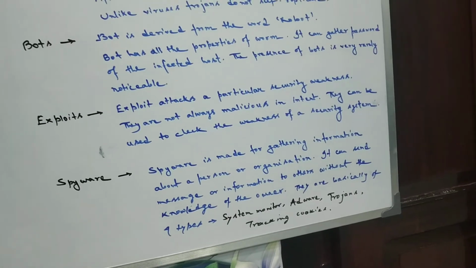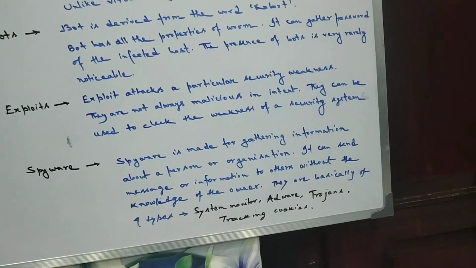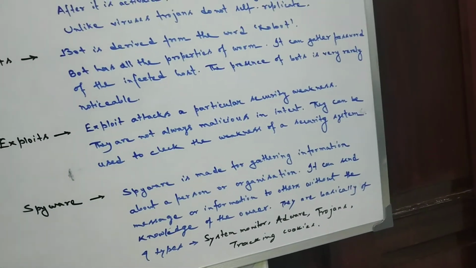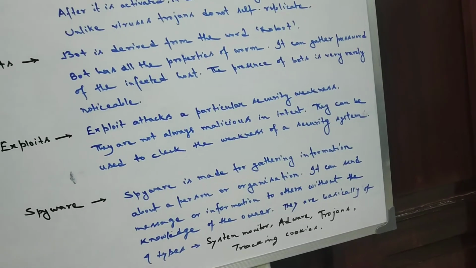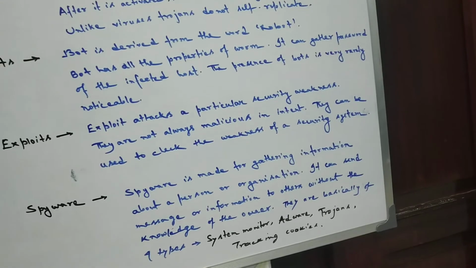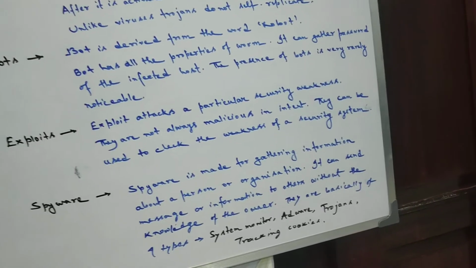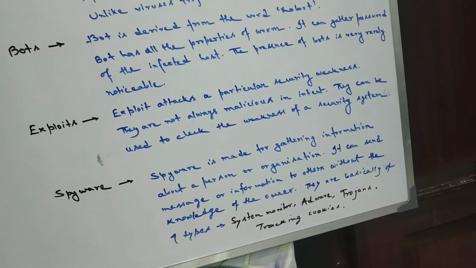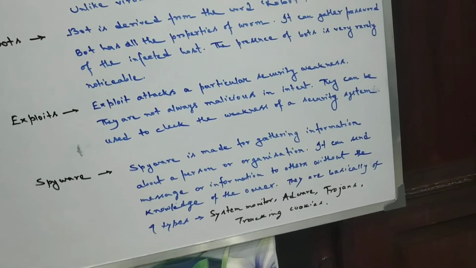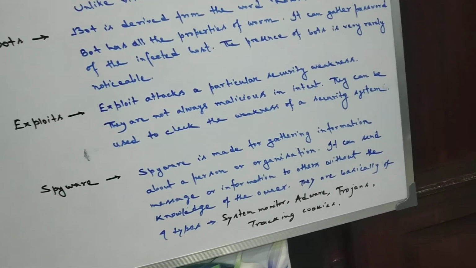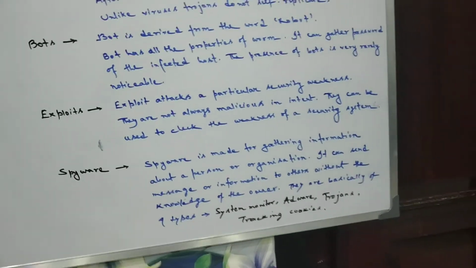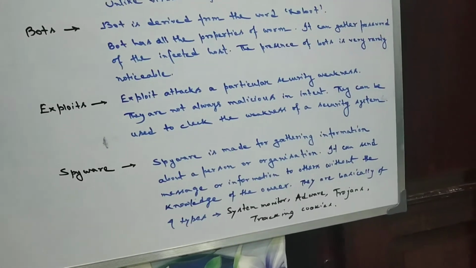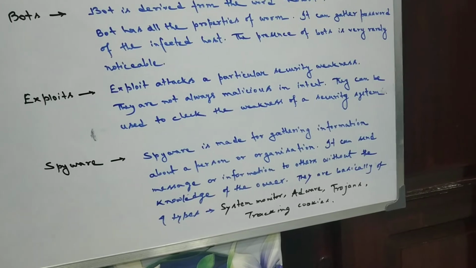Now spyware. Spyware is made for gathering information about a person or organization. It can send messages or information to others without the knowledge of the owner. They are basically of 4 types: system monitor, adware, Trojans, and tracking cookies. So spyware is also one type of software which is used for gathering information about a person or organization.